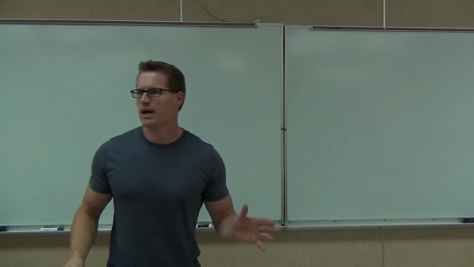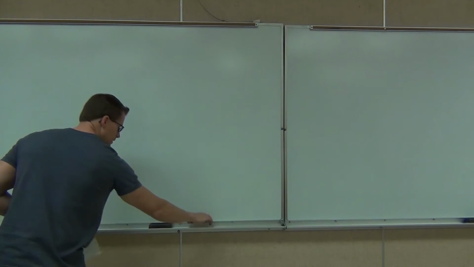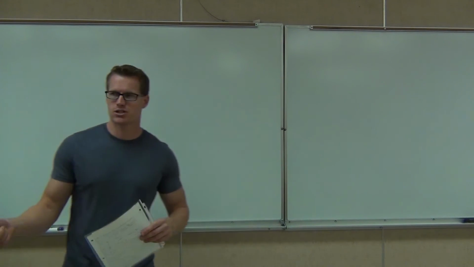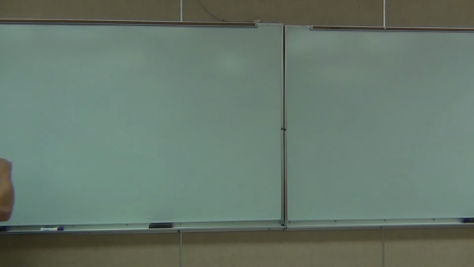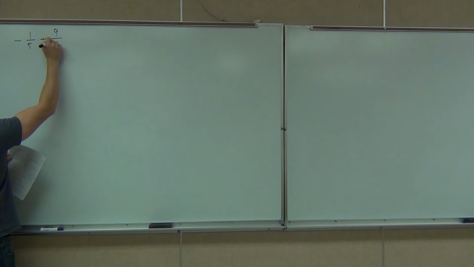So we're adding and subtracting some fractions, and what we need to understand is that we can do this even with some negative fractions. So let's take a look at a few examples to illustrate how we deal with a negative fraction in this instance. So for example, what if we do negative 1/5 plus 9 over 20?